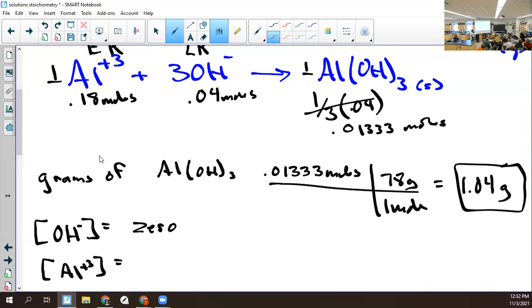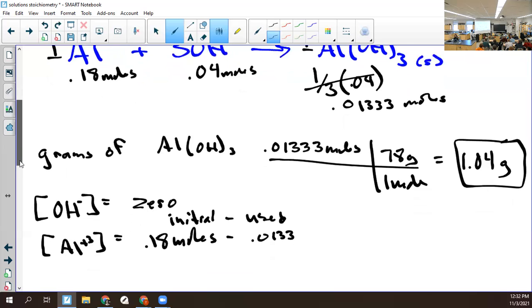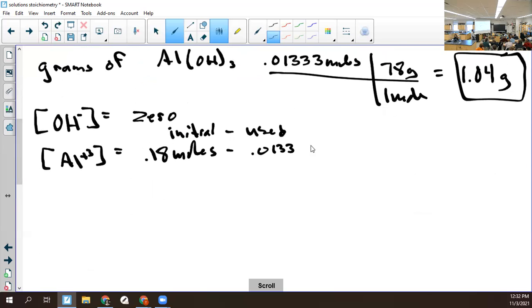So I had 0.18 moles. That was my initial. I subtract my used. You okay with that? My used was, I'm just going to say 0.0133. I'm sick of writing threes. Okay. Now, don't just say that's the answer.